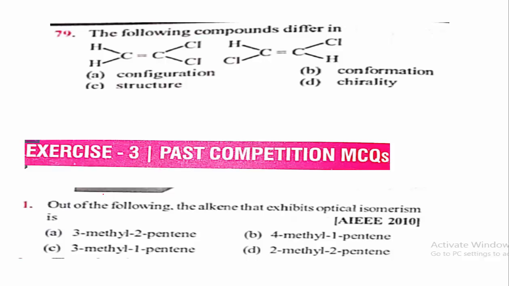The given compounds here are different from each other in configuration. In question 79, the given structures are differing from each other in configuration because structure 1 cannot change into another without breaking of bonds. Therefore, the correct option is A, configuration. The two given structures differ in configuration.